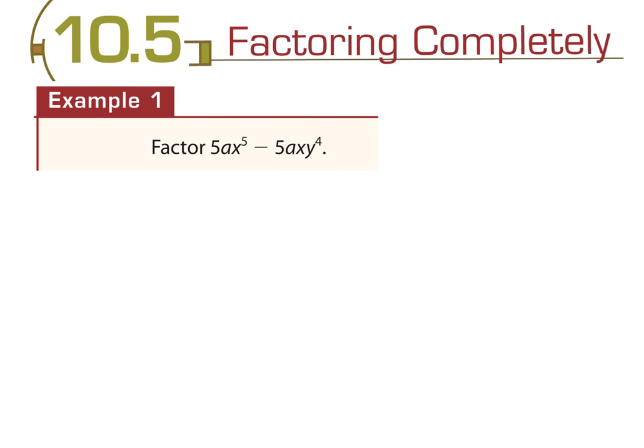And when I look at this one, I'm going to look at both the numbers and the variables. And so you can see that, of course, 5 is in common. I can also pull out one of my x's and one of my a's. And I cannot take any of the y's. Once I do that, I'm just dividing. 5 divided by 5 is 1.